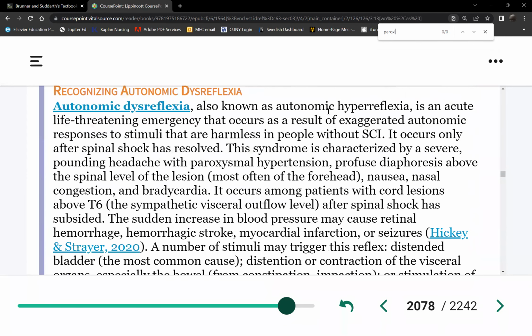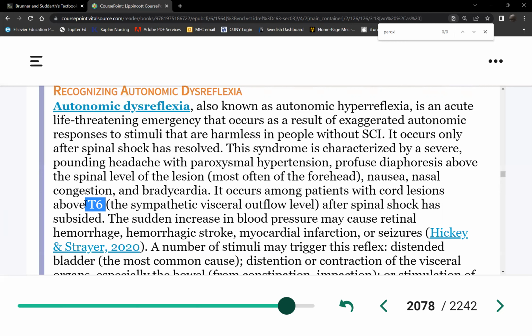Autonomic dysreflexia does not occur within the acute episode. This occurs later, either several days later to forever. So these are going to happen to patients who have an SCI above T6, meaning a high thoracic injury.